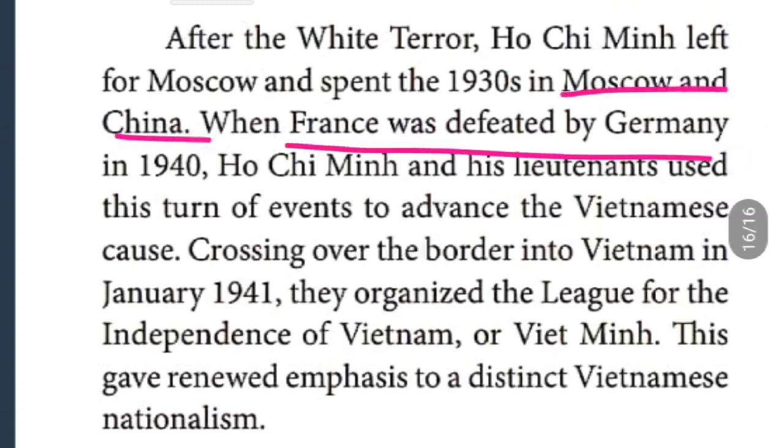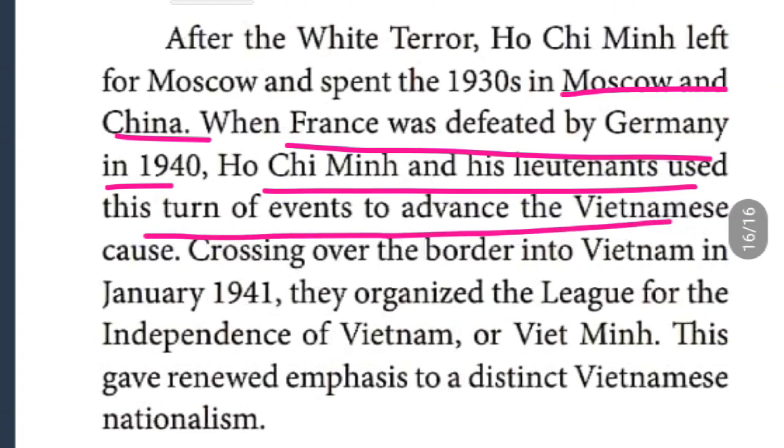When France was defeated by Germany, in which year did it happen? During the time of the Second World War. France was defeated by Germany. So Ho Chi Minh and his lieutenants, the army persons, used this turn of events to advance the Vietnamese cause. From that day onwards, they raised their voice in favor of their freedom.